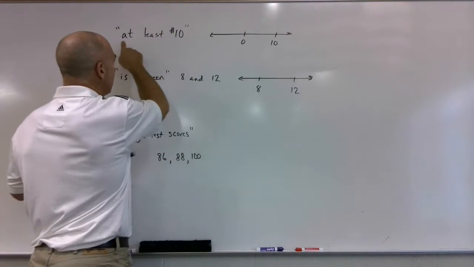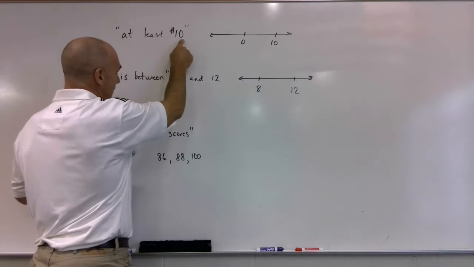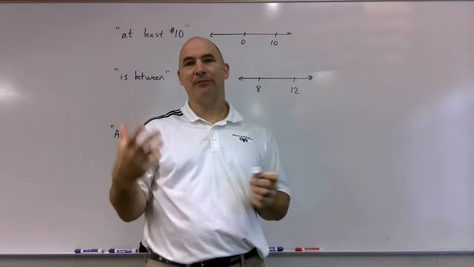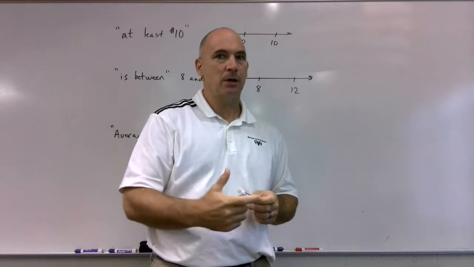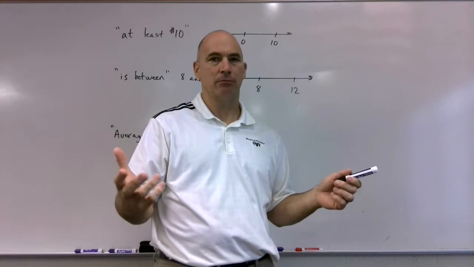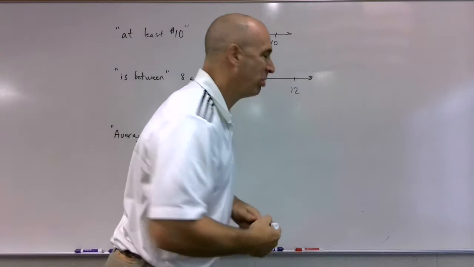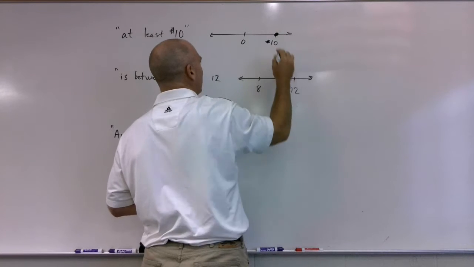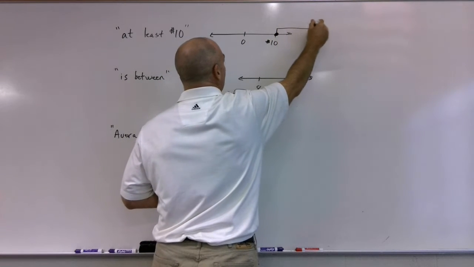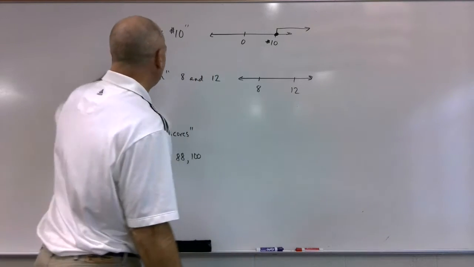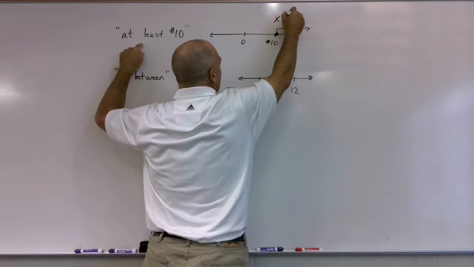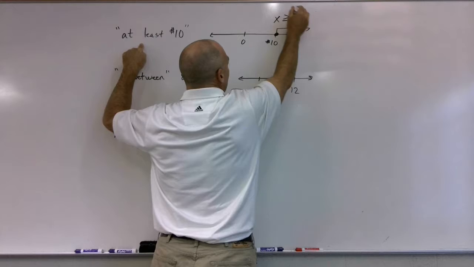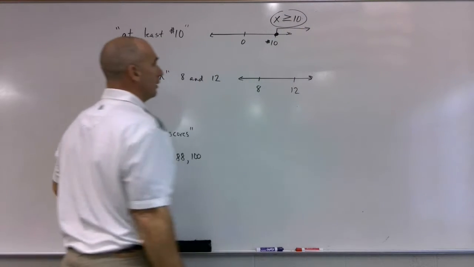If you run into something like this, like I have at least $10. If I have at least $10, is it possible that I have $10? And the answer is yes. How about only 9? No, because I have at least 10. So we're going to start at 10, because it includes the possibility of having $10. So I could say that X, the money I have, is greater than or equal to 10. That's what I'm doing mathematically with an inequality.